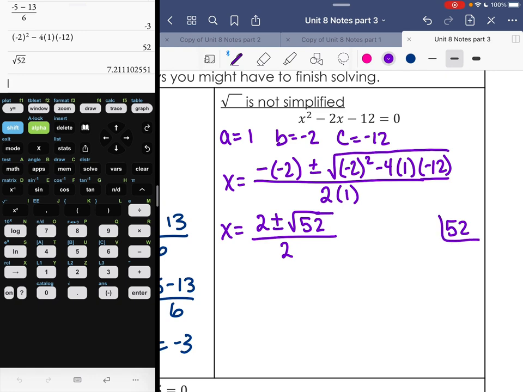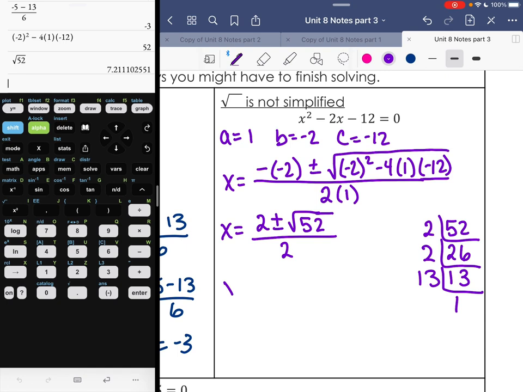Now, if you can see the perfect square in there, feel free to go ahead and do that. But I'm going to show the sled method for those that might need it. So 52 divided by 2 is 26. 26 divided by 2 is 13. 13 will only divide by itself. So this is our answer.